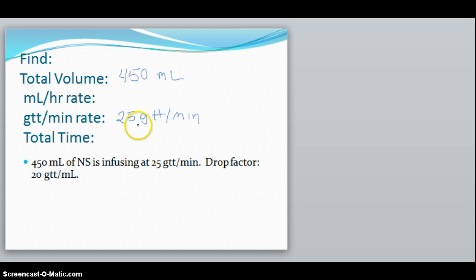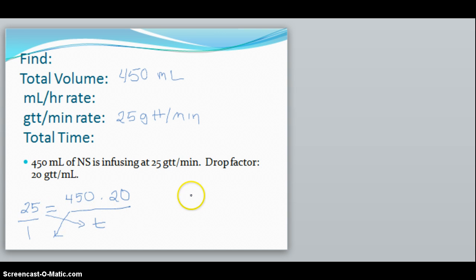Because we have a drops per minute rate given, we're going to use our formula. For the rate, we are given that rate. So 25 drops per minute equals the volume of 450 times the drop factor, which is 20, divided by the time, remembering that the time is in minutes. I just have a little bit of algebra to solve this. I'm going to make it into a proportion by putting this over 1 and cross multiplying.